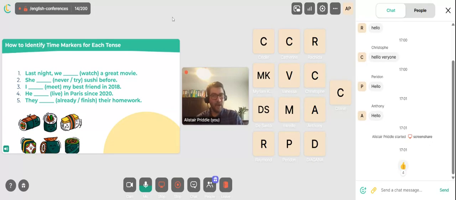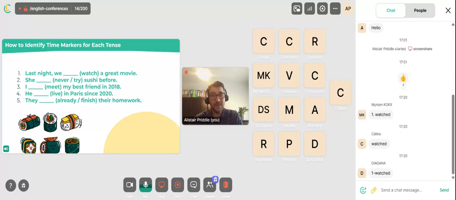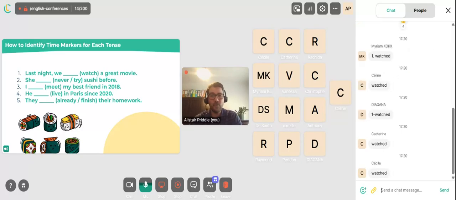Okay, everybody. Well, we have a chat exercise for you all to try if you wish to. There is no obligation to try. If you would like to participate, this is a chat exercise. We've got 5 sentences here, and we want to choose the right verb tense. So last night we a great movie. Now we want to complete this with either the past simple or the present perfect. The same goes for all of these.